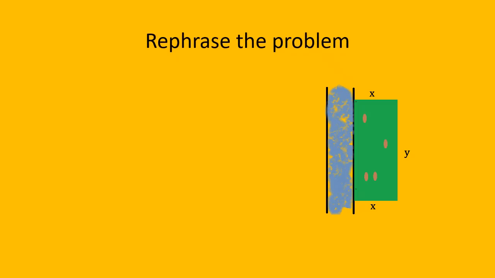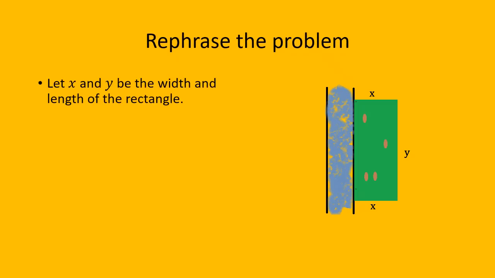So let's rephrase this problem more mathematically. Let's let x and y be the width and length of the rectangular field. So here's the river over here, the rectangular field with a few cows in it, and the width is x and the length of the rectangular field enclosed by the fencing is y. And we want to maximize the area as a function of x and y, and for a rectangle the area is going to be x times y.